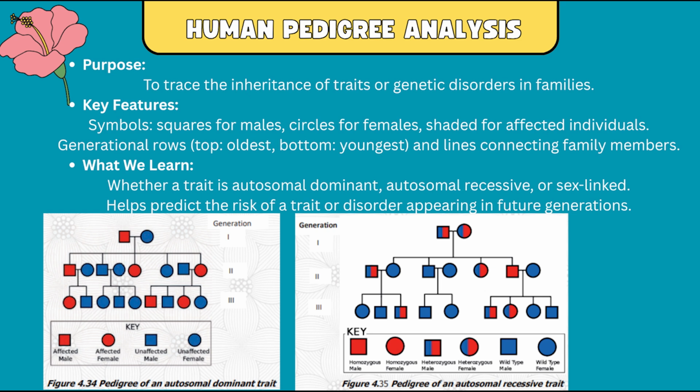Since we cannot perform controlled breeding experiments with humans, we use pedigree analysis to study how traits and genetic disorders are passed through families. In a pedigree, squares represent males, circles represent females, and the shading shows who is affected by a trait or disorder. Pedigree charts help us determine whether a trait is dominant, recessive, autosomal, or sex-linked, and they are vital in predicting genetic risks in families.